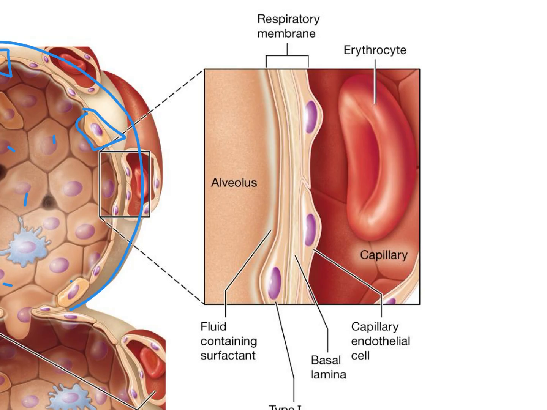And then if we look at the junction between alveoli and the capillary, we have our respiratory membrane that's shown here. So the respiratory membrane is going to consist of the type 1 alveolar cells, the basal lamina of the alveoli fused with the basal lamina of the capillaries, and then we have our capillary endothelium cell. So a very thin membrane, a short distance for gas exchange to occur.